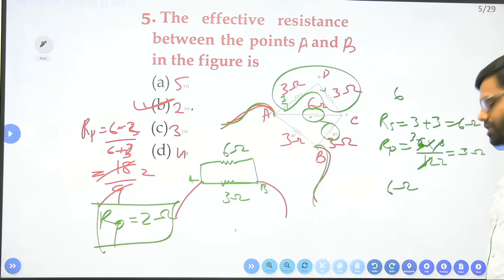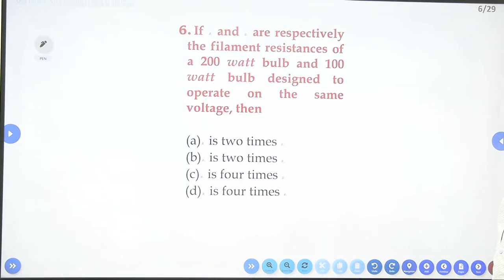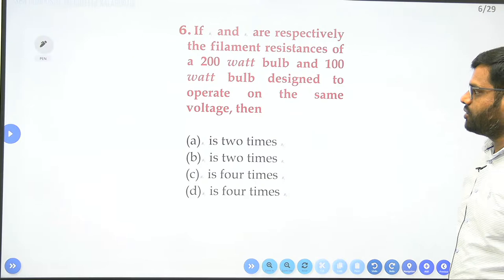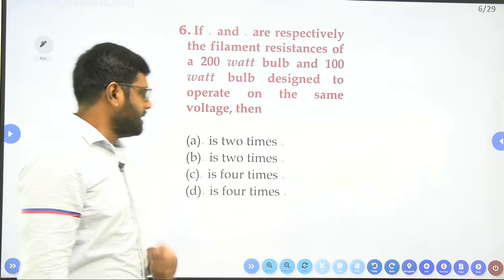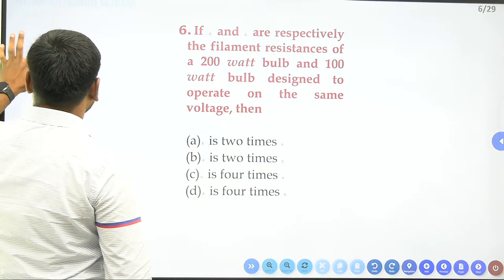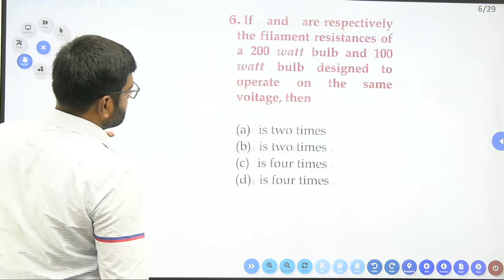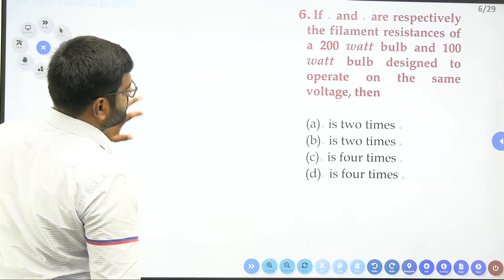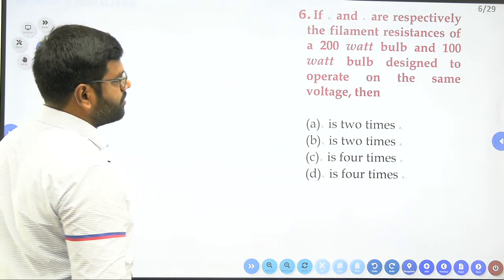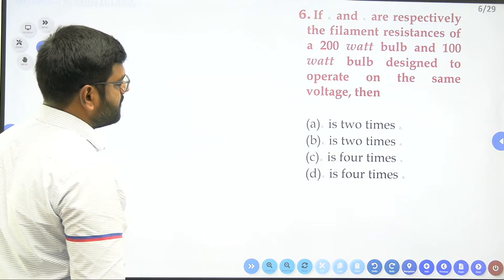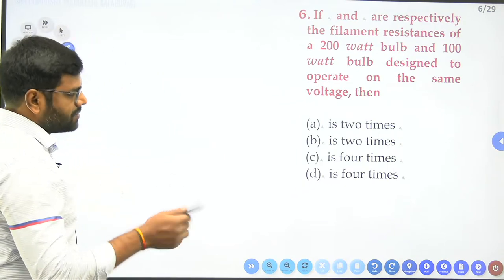Okay, the next question. Here, if R1 and R2 are respectively the filament resistances of a 200 watt bulb and a 100 watt bulb designed to operate on the same voltage, let us take R1 and R2. They are asking about the resistances of two appliances, which work at the same potential difference. The options given are R1 is two times R2 or R2 is two times R1. So let us check the relation between R1 and R2.